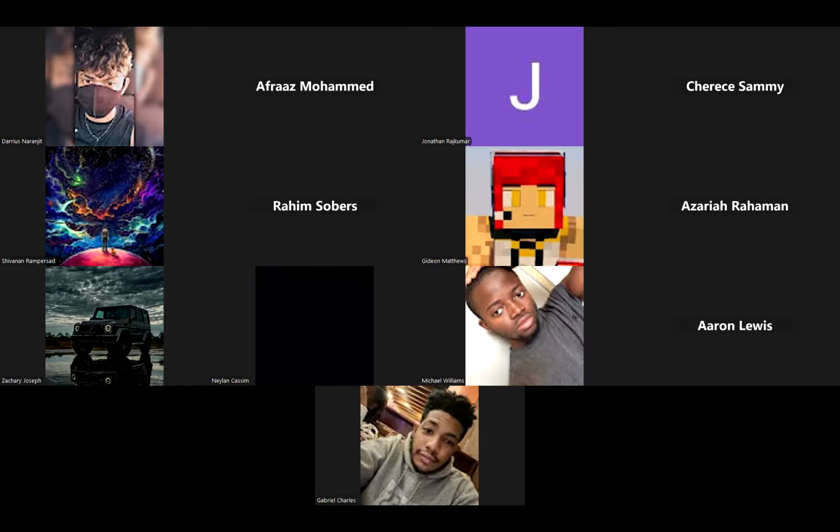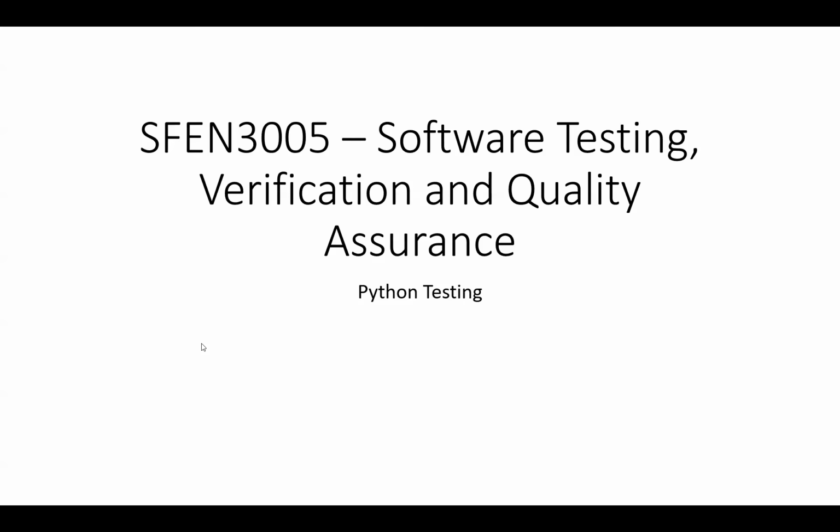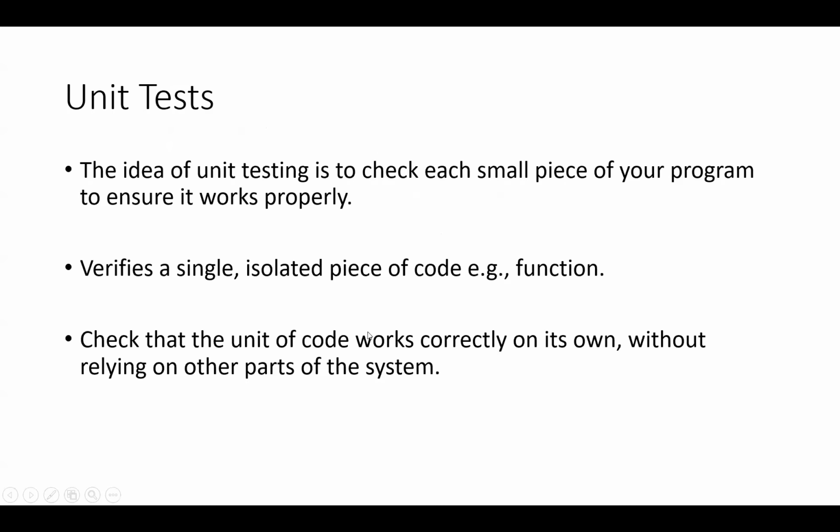Now I want to go into Python testing. Right, so let's move on. Okay. So now we're going to start talking about how to write code using the Python programming language to test Python programs, right? So let's go. So the first concept we're going to look at is that of unit tests, right? So I'm sure you have come across this already, but unit testing is to check a small portion of your program, so maybe like a function, right, to ensure it works properly.